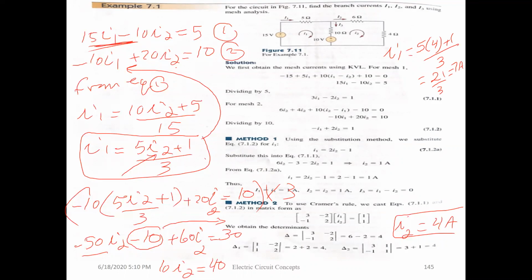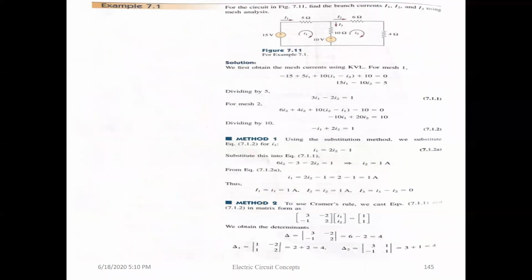Now the second method is Cramer's rule. Let me just erase this one here. Let me see. Sorry, guys, I think I made a mistake in the solution. Let me redo the solution one more time.